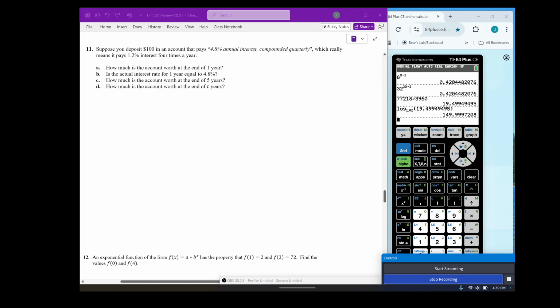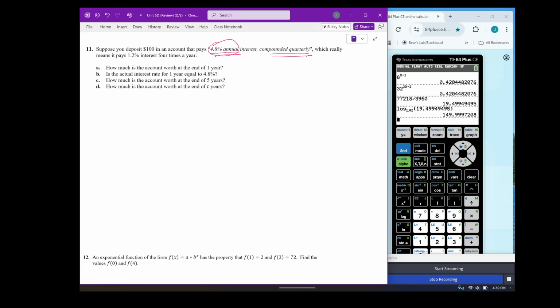Okay. So in 11, it's one of these compound interest problems. It's saying in this problem that we've deposited $100 and we get 4.8% annual interest. Now, but it's compounded quarterly, which means it's not really 4.8% a year. You cut that into four pieces and you get 1.2% that you compound four times throughout the year.